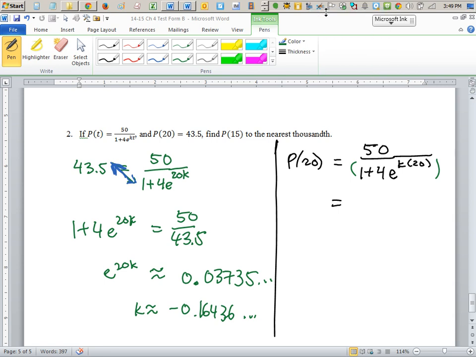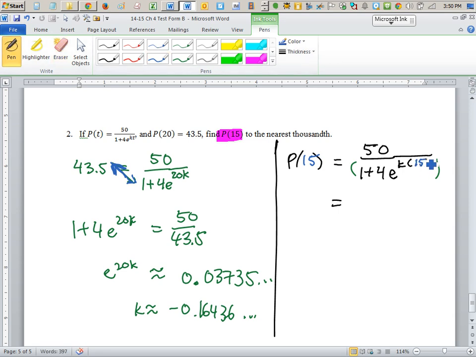Haha, I just caught my mistake. Sorry, I was hoping to find P of 15. I was trying to find P of 15 and I actually found P of 20. I was wondering why my calculator said 43.5. It took me right back to square one. Okay, so I wanted P of 15. So let me update this. Sorry about that. This should be a 15.